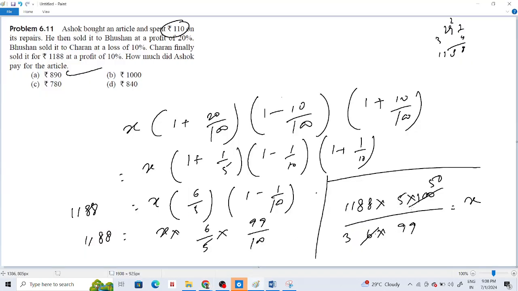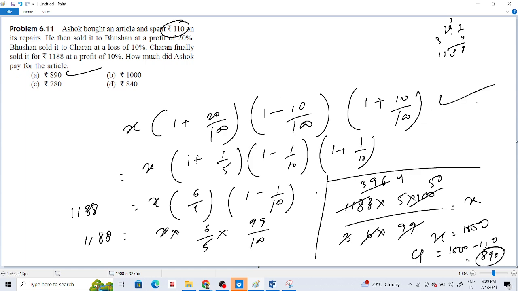Okay, so 2 3s are 6, 2 5s are 10, okay, then 3s are 9, 9s are 27, 3 6s are 18, 9 4s are 36. So this again becomes 1000, 250 into 1000, and then we come back to the same thing. So CP is 1000 minus 110, that is 890.